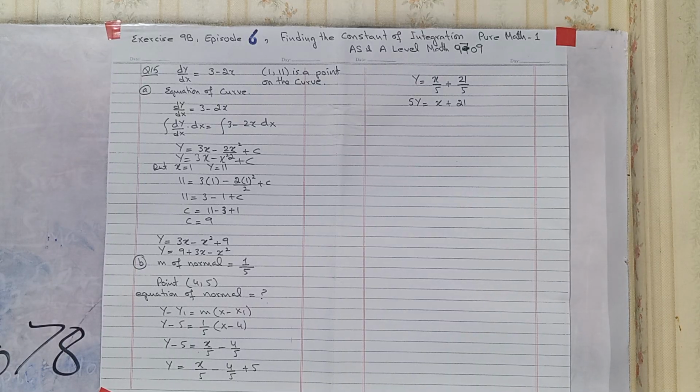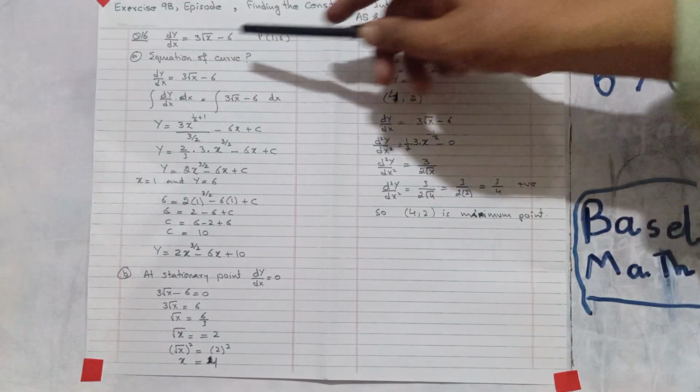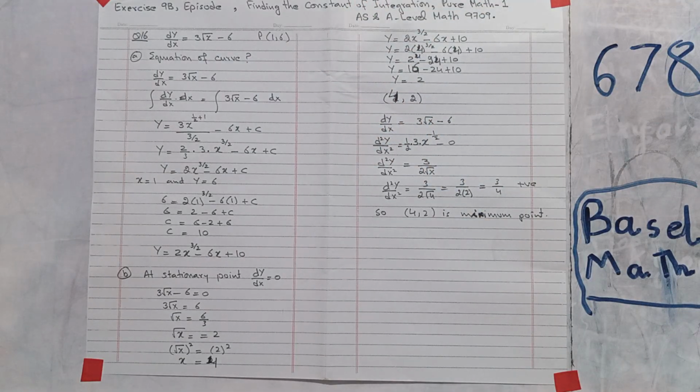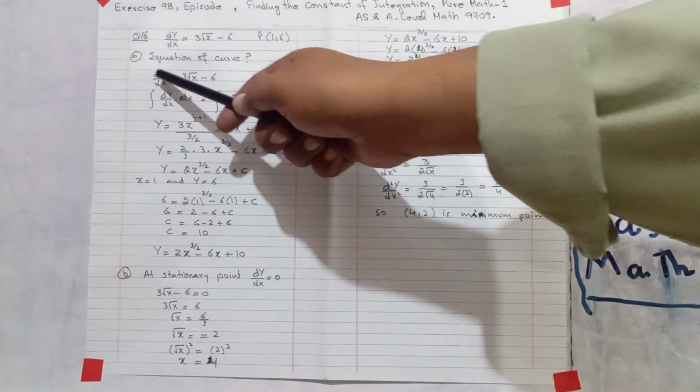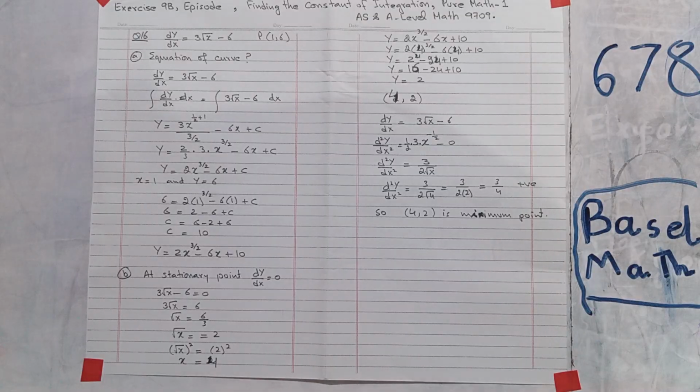So question number 16 is showing up on your screen. They have given us dy by dx equals 3 under root x minus 6. There is a point on the curve which is (1, 6). Their question is find the equation of the curve. So I will take dy by dx equals 3 under root x minus 6. I will integrate both the sides.